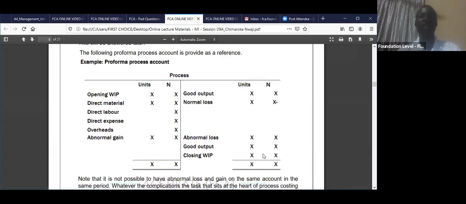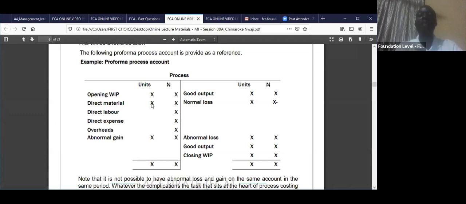Now look at the formula, which is what you should learn. Just know that the opening work in progress will be here. Since it is still material, it will have elements of material in it, so you will have units here. But you know that work in progress will also have elements of conversion cost. But because it has elements of material, that's why it is having units here and the whole value is here.